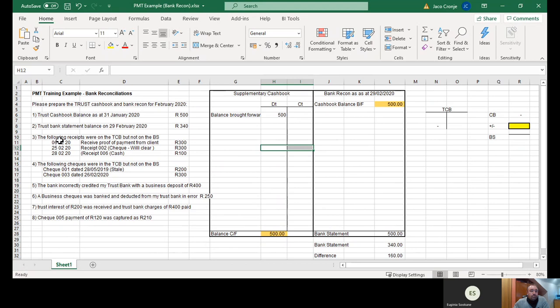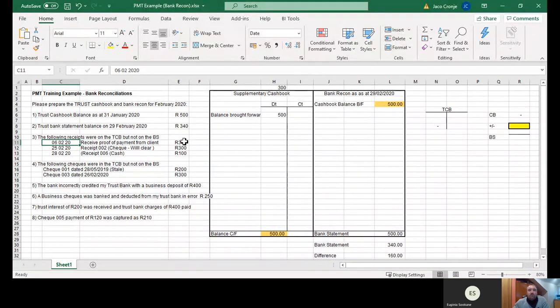So let's first see. On the 6th of February 2020, we receive a proof of payment from a client for 300 rand. Okay, so the moment we receive that proof of payment, in my original cash book I would have entered a debit transaction for 300 rand. So that 300 rand is already contained in that opening balance over there. Now we've got to ask ourselves, will this transaction still happen in future?